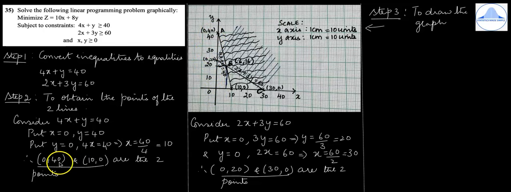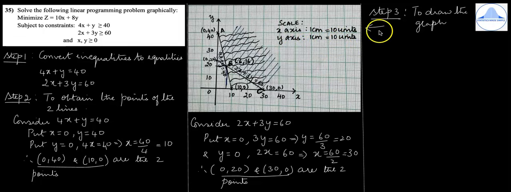Mark the first point (0, 40), that is here, and then you mark (10, 0), which is here. Mark these 2 points and on that line you write 4x plus y equal to 40. Next you mark (0, 20), that is here, and then you mark (30, 0), that is here. Join these 2 points and on that line you write 2x plus 3y is equal to 60. Next, write the scale. X-axis 1 centimeter is 10 units and y-axis 1 centimeter is equal to 10 units.